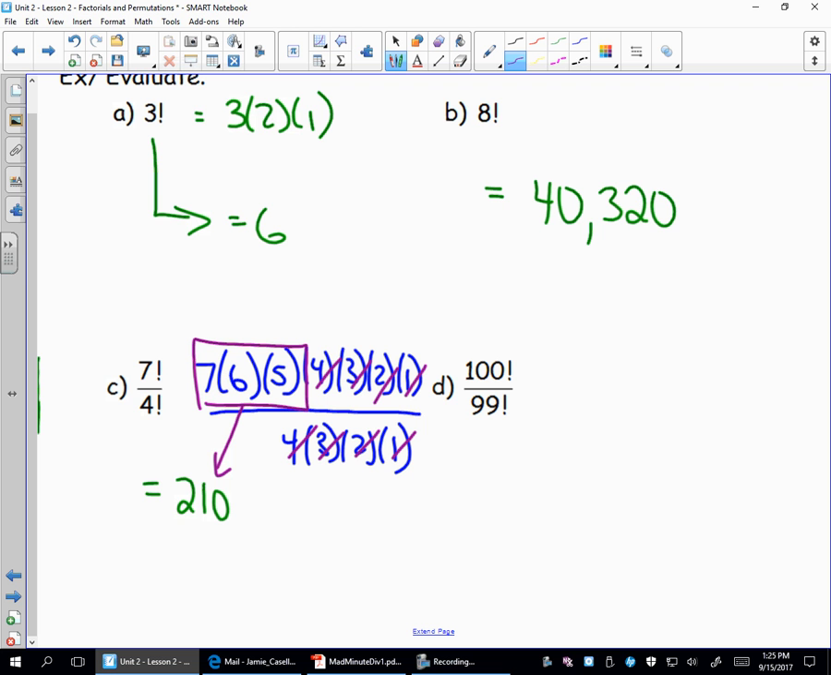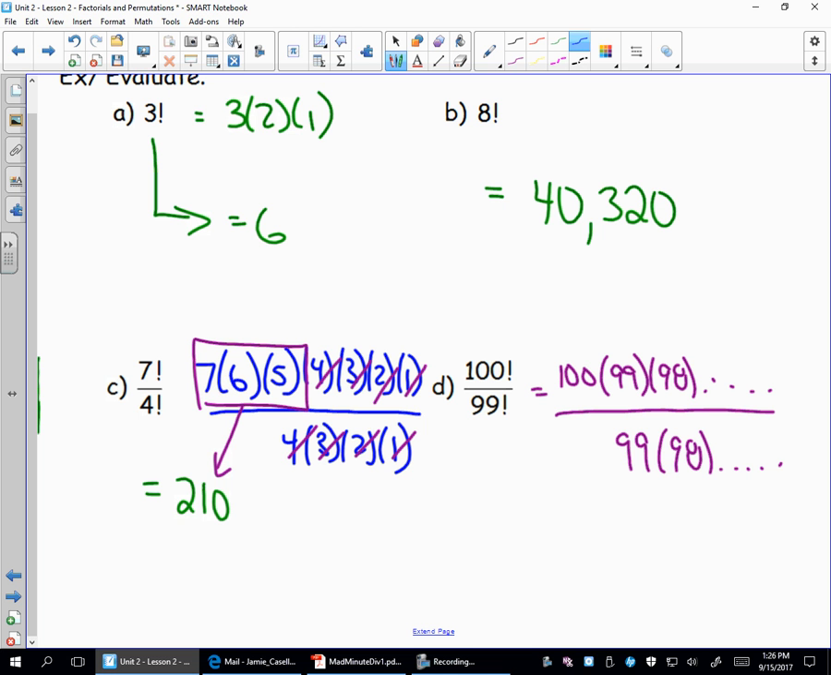And if I use the idea in the next one, what does this really mean? 100, we said, times 99 times 98 times dot, dot, dot, divided by 99 times 98 times dot, dot, dot. I can cancel. And I know this answer comes up to 100. And I don't need my calculator to do that, but if I understand the idea of a factorial, I can.